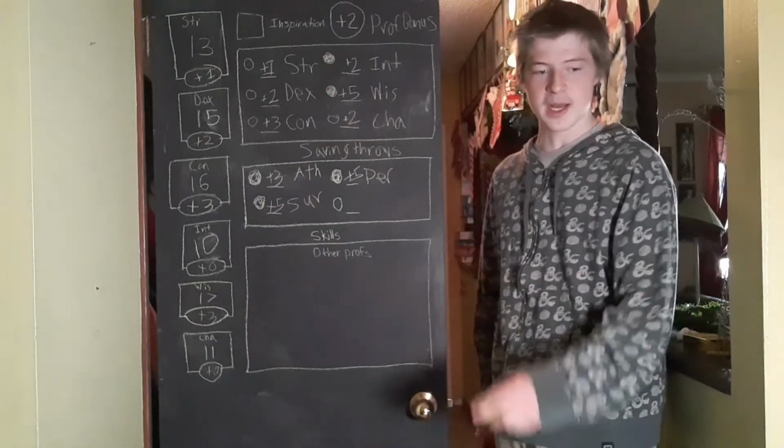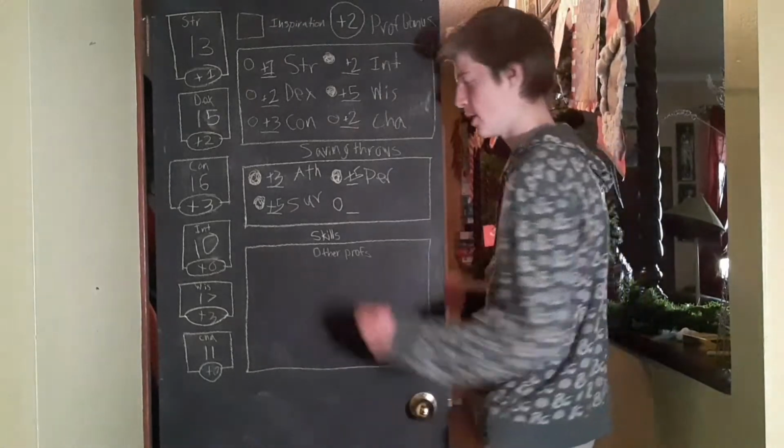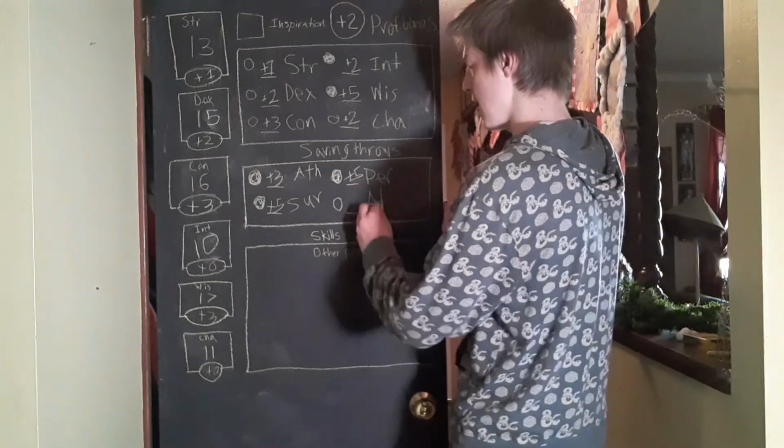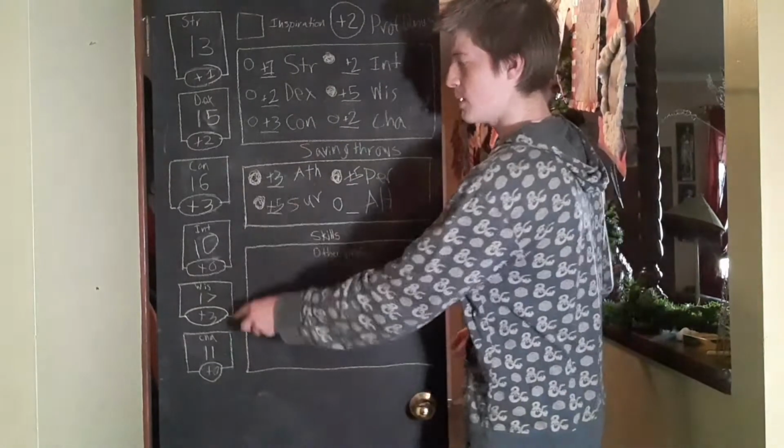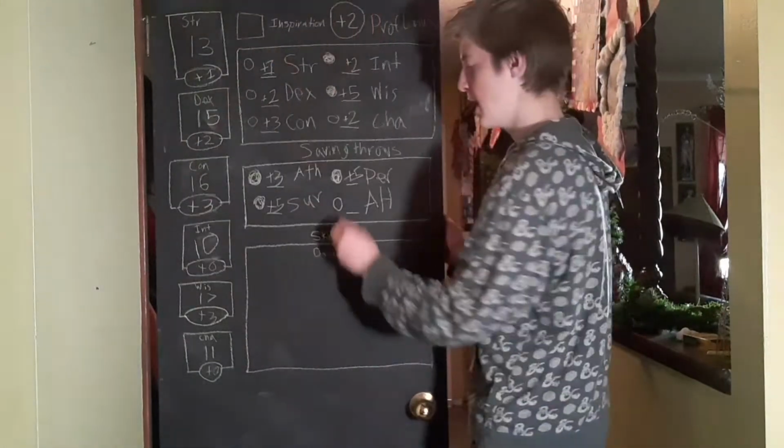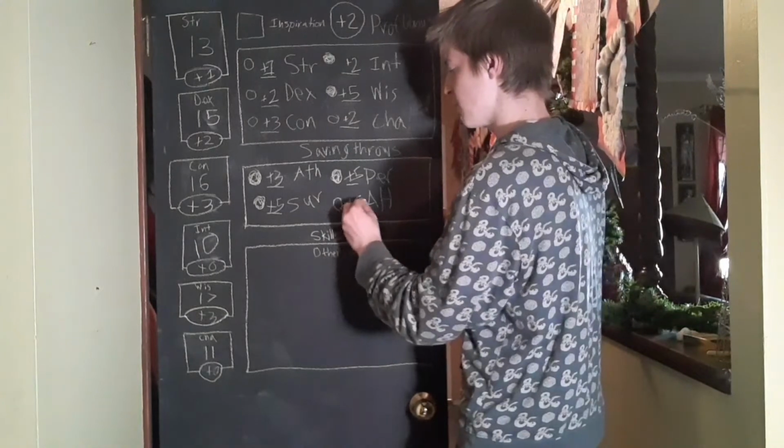And finally, something else useful is going to be animal handling. I'm just going to title that with AH. And that again is a wisdom-based ability. So I'm going to take my wisdom plus my proficiency bonus, add that together. That's going to be a +5.